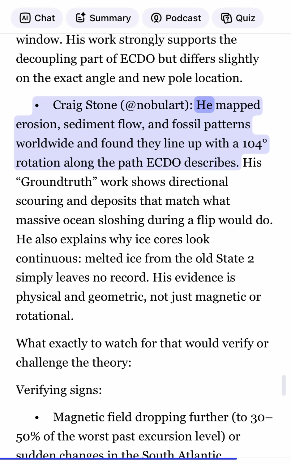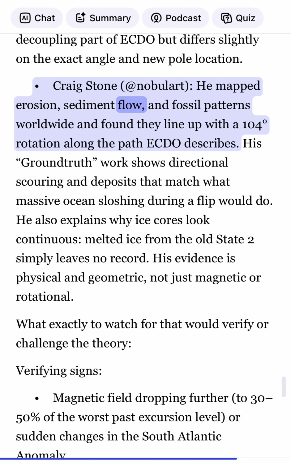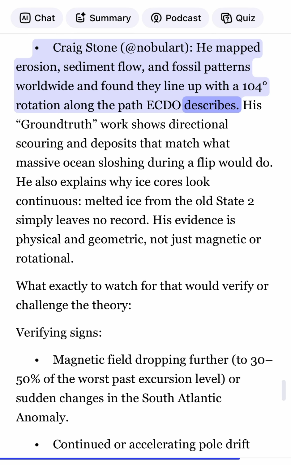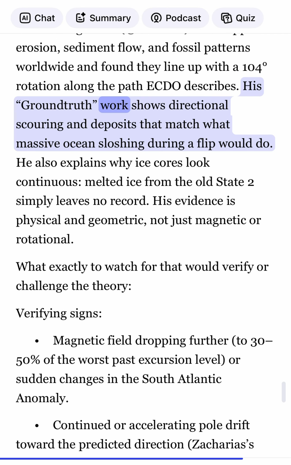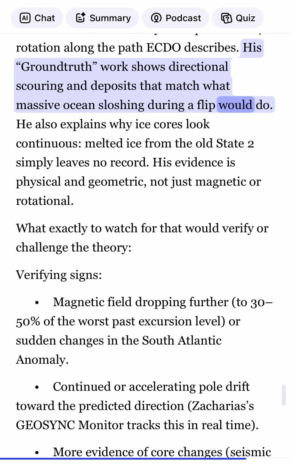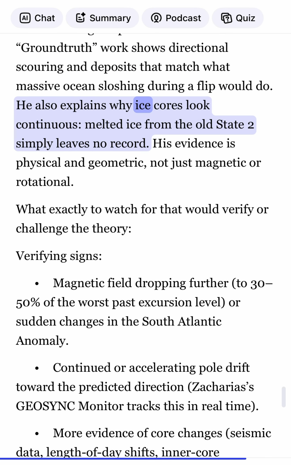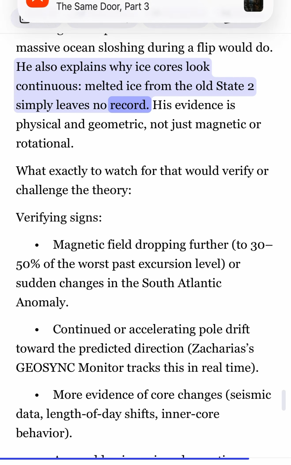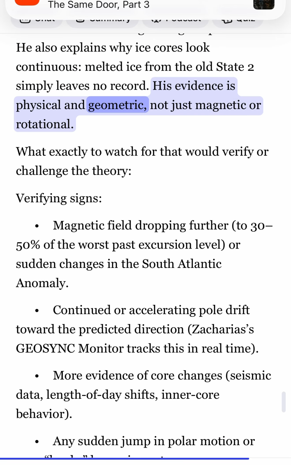Craig Stone. He mapped erosion, sediment flow, and fossil patterns worldwide, and found they line up with a 1/4 degree rotation along the path ECTO describes. His ground truth work shows directional scouring and deposits that match what massive ocean sloshing during a flip would do. He also explains why ice cores look continuous. Melted ice from the old state 2 simply leaves no record. His evidence is physical and geometric, not just magnetic or rotational.